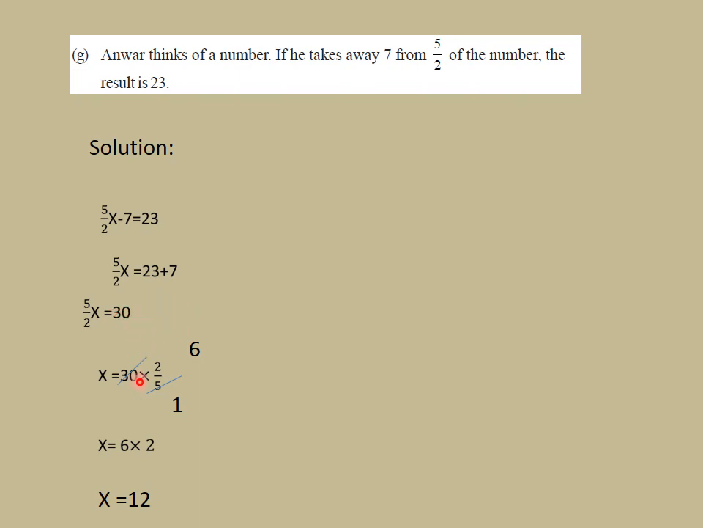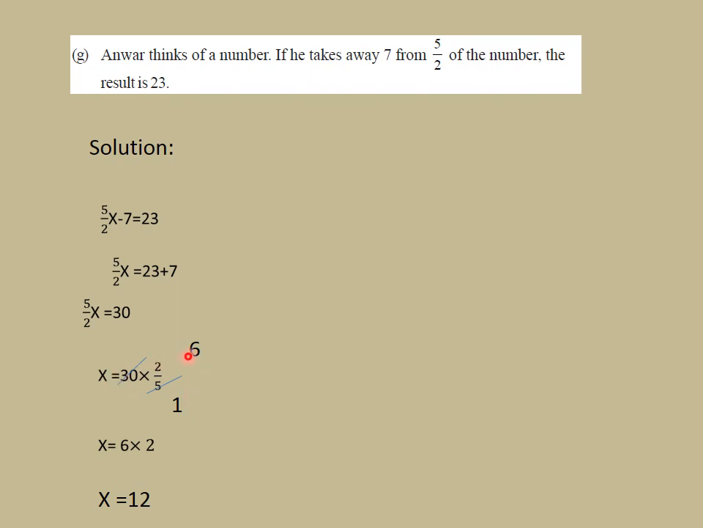So for this, what will you do? You just write the reciprocal. 30 into the reciprocal of 5 by 2, which is 2 by 5. Interchange the numerator and denominator, 2 upon 5, and write it with multiplication on the right hand side. So 30 into 2 by 5. 30 is in the numerator, 5 is in the denominator.